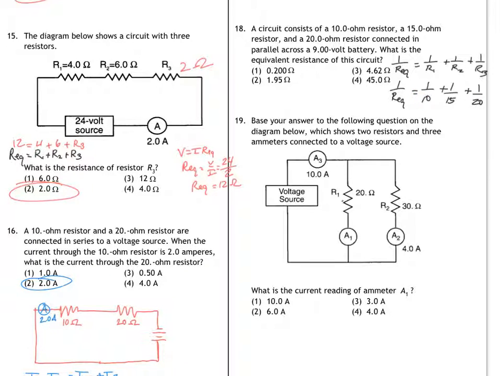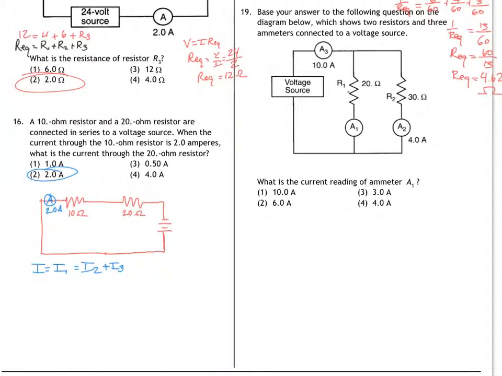Each one of these fractions before they're added needs to have a common denominator. And the one number that they all have in common, their lowest common denominator, would be 60. So I'm going to adjust each fraction to be out of 60. So the first fraction got multiplied by 6, the second multiplied by 4, and the third multiplied by 3. 6 plus 4 is 10, plus 3 is 13. So 1 over REQ is 13 over 60. That also means that REQ is 60 over 13, and I will use my trusty calculator to find the decimal equivalent. And I got 4.62 ohms, so my best answer is choice 3.